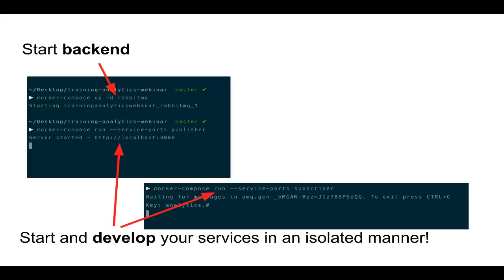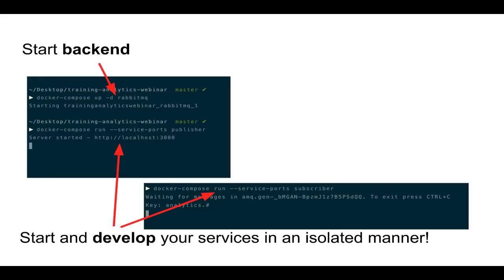And you can see that we start our publisher and we start our subscriber. So we have now 3 services running, which are running isolated from each other. The nice thing with Docker Compose is that you also can mount your local volume to your running container.